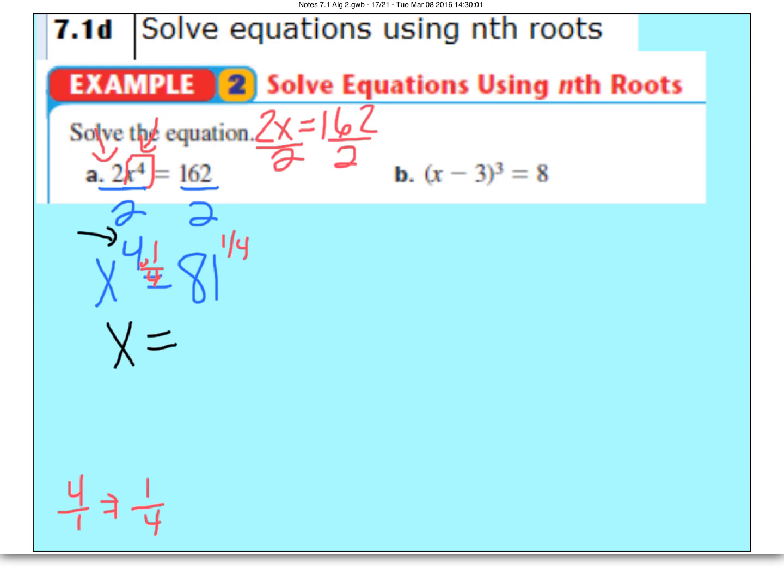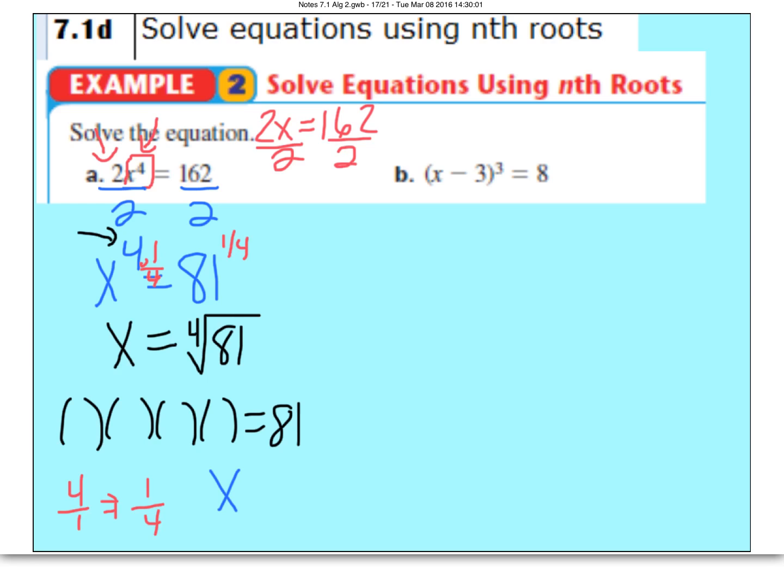And then we have to do 81 to the 1/4 power. If you want to look at it as a radical, you can. It would be this. Or you can just keep it as the exponent of 1/4. Recall what it means: what number, 4 times, equals 81? And the number that that's going to become is 3. So the answer here is 3.